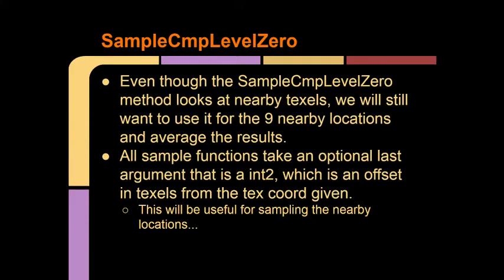Did you know almost all texture sampling functions take an optional int2 offset parameter? This int2 offset can be used as an offset from the texture coordinates provided in the number of texels to offset. Using this last optional parameter will make getting the shadow factor values for the 8 neighboring texels much easier than trying to adjust your texture coordinates.